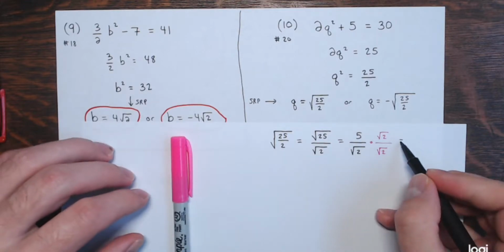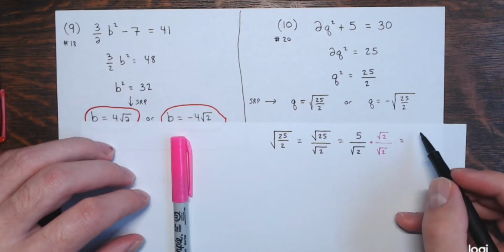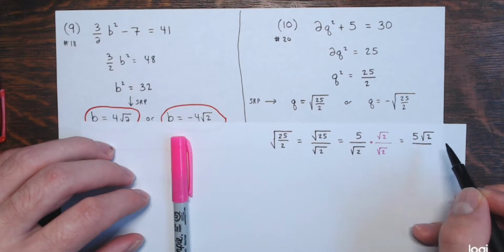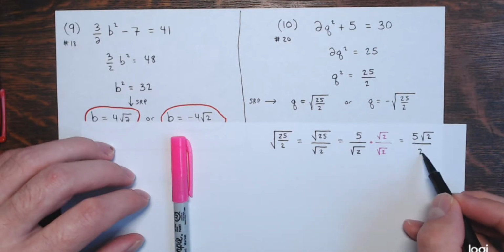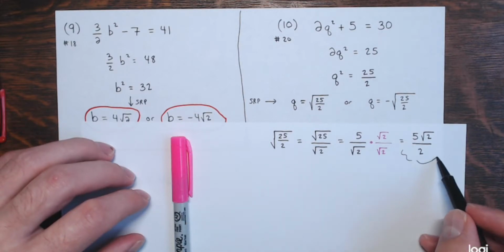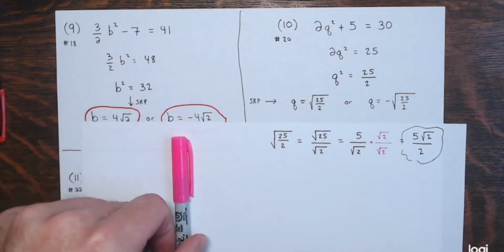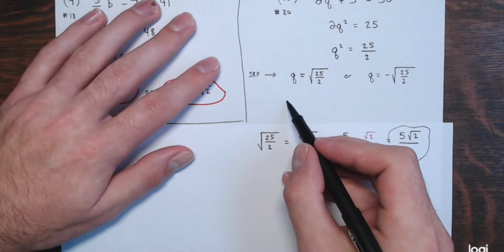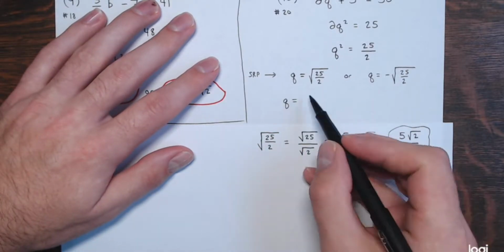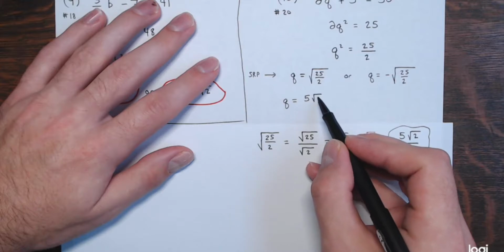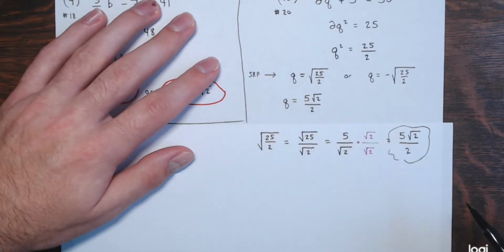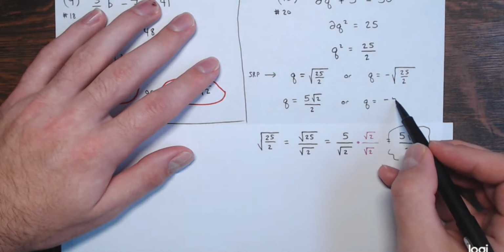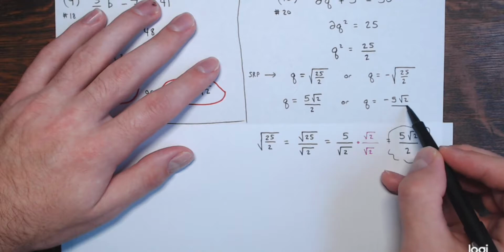And we're left with what they're really asking for here with the simplified results. We'd have 5 times the square root of 2 in the numerator divided by, and then 2 in the denominator. This is what I'm going to put in instead of the square root of 25 halves. So we have q equals positive 5 times the square root of 2 divided by 2. Or q equals, the opposite of that, negative 5 times the square root of 2 divided by 2.